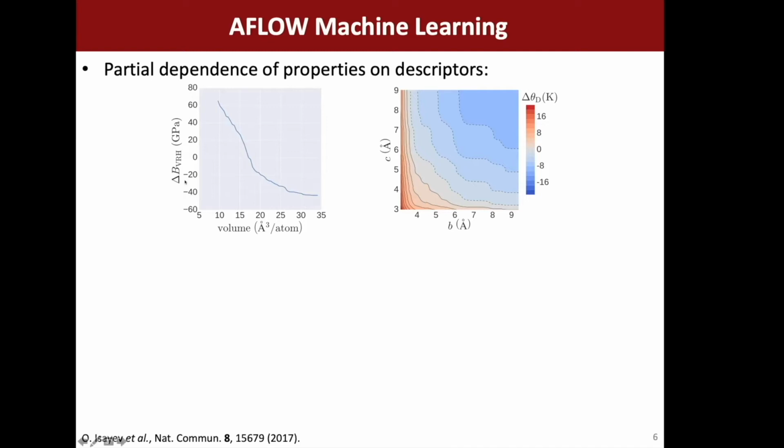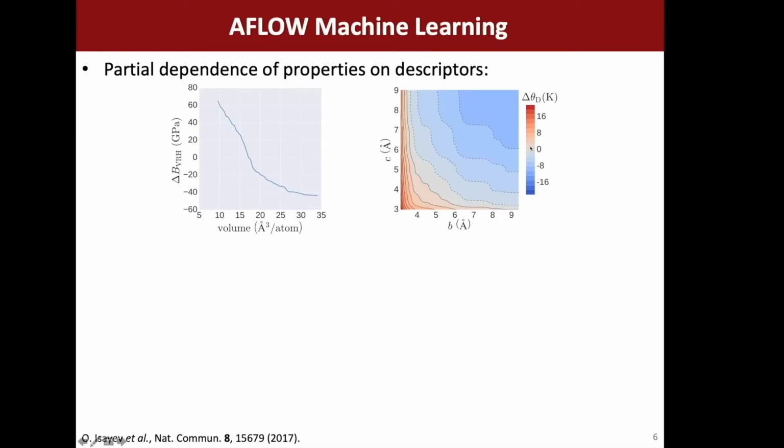So on the left here, we see the bulk modulus. This is essentially the difference in the bulk modulus of a particular material from the average value of all the materials on the y-axis, while on the x-axis is the volume per atom of the material. You can see that, generally speaking, there's a pretty strong dependence of the bulk modulus on the volume per atom. Basically, the smaller the volume per atom, so the tighter packed the atoms are, the higher the bulk modulus will be. This is already quite well known. It's kind of expected and makes intuitive sense.